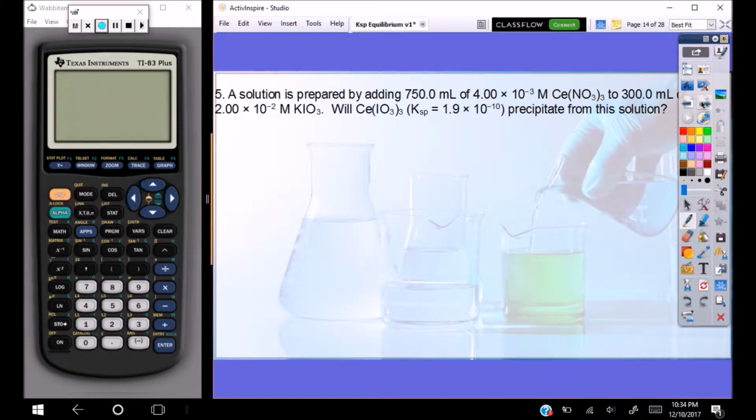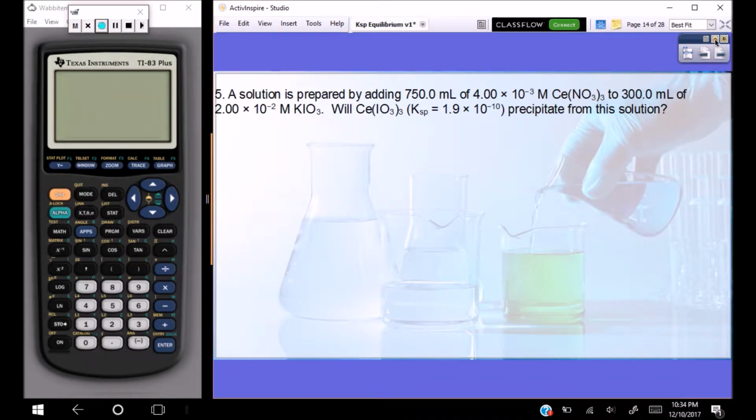All right, so our first problem, and this is one of the ones from the Namesy packet. A solution is prepared by adding 750 milliliters of 4.0 times 10 to the negative third molar, I believe that's cerium nitrate, to 300 milliliters of 2.0 times 10 to the negative second potassium iodate. So will cerium iodate precipitate from this solution, given this KSP value?